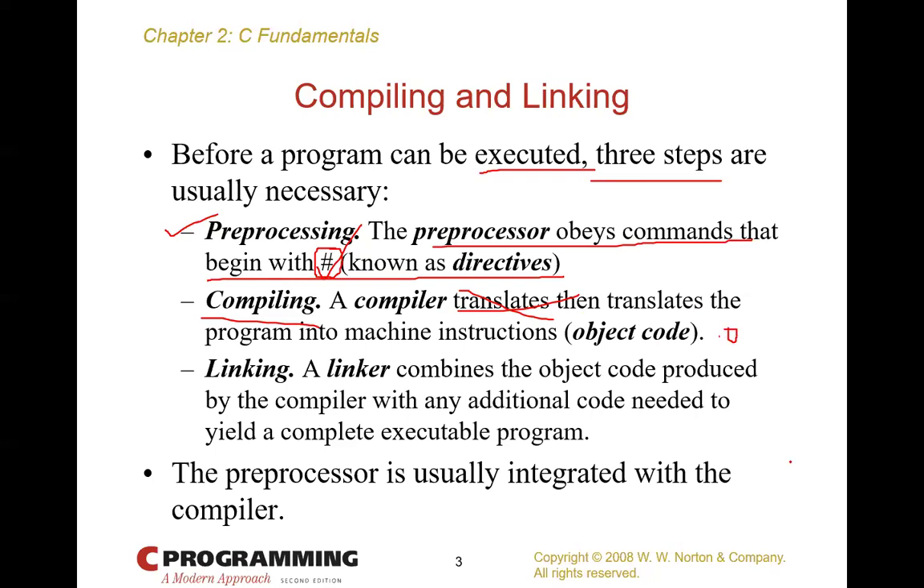So when we begin the compilation process, the first thing that happens is the header files are imported into the code so that they can provide input and output or whatsoever the header file does. And the next thing is we compile everything together to form an object code. Next is we combine the object code that is produced with another additional code that is needed to yield a complete executable program.